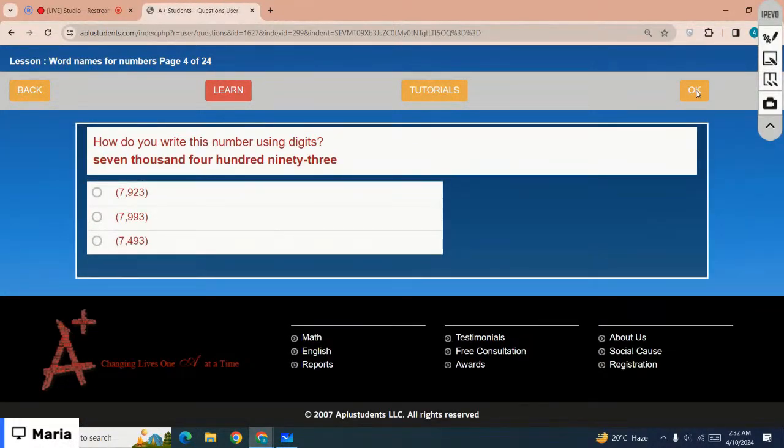How do you write this number using digits? 7493, which is the correct option? Yes, that's the last one. 7493 is the correct option, right?